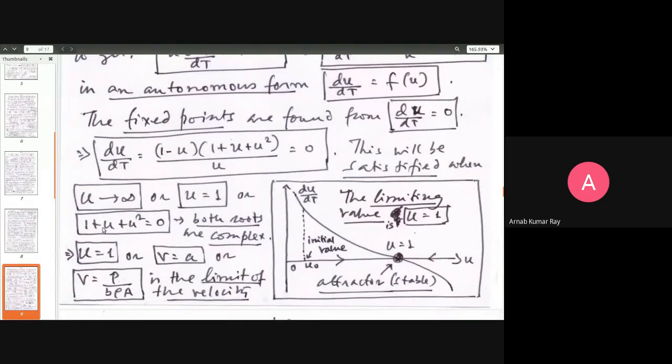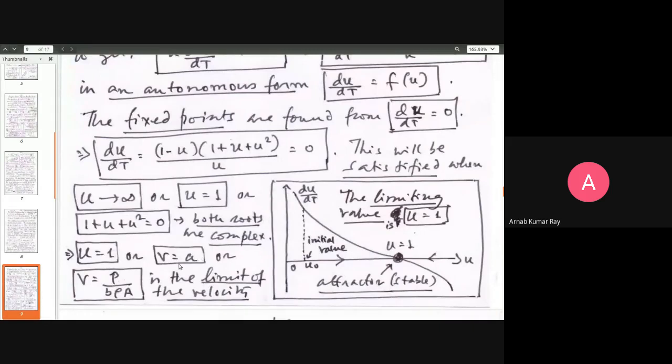With u going to infinity, 1 plus u squared equal to 0 will not give any physically meaningful roots. So you will just have u equal to 1 as the physical fixed point. So u equal to 1 means v is equal to a.